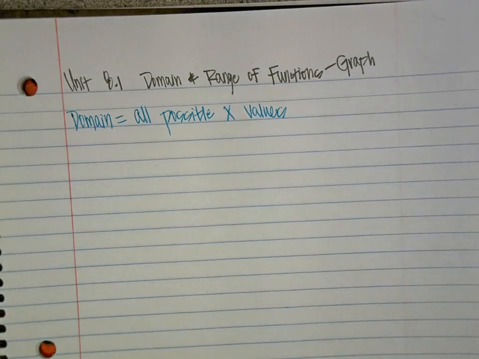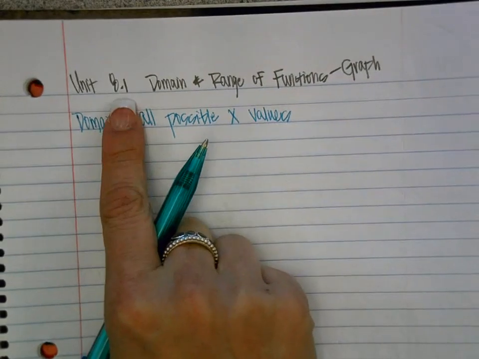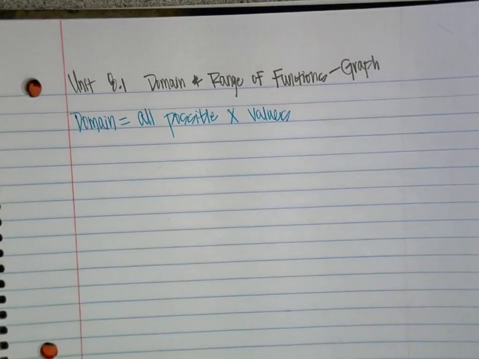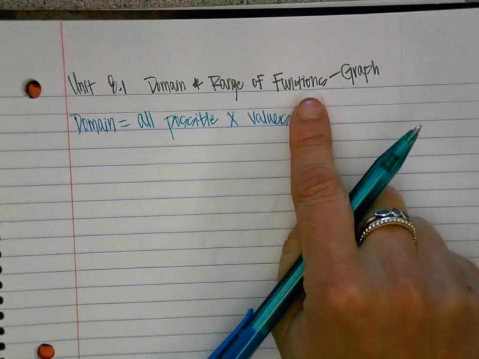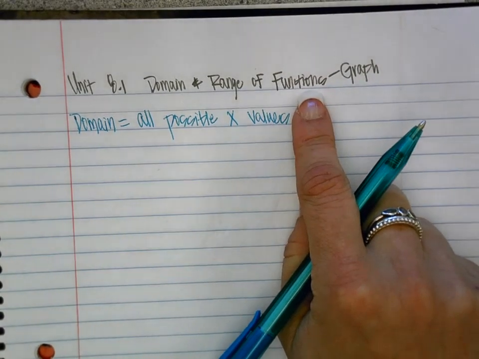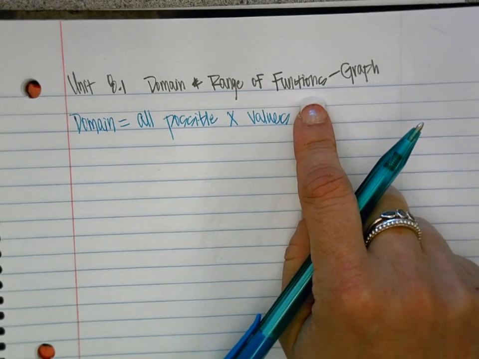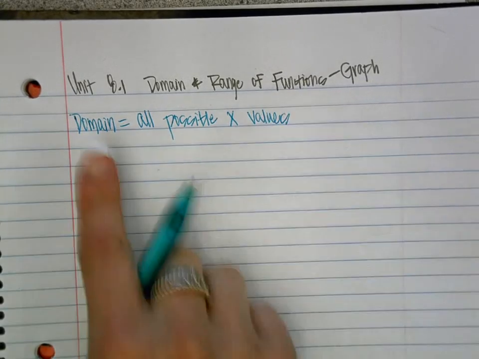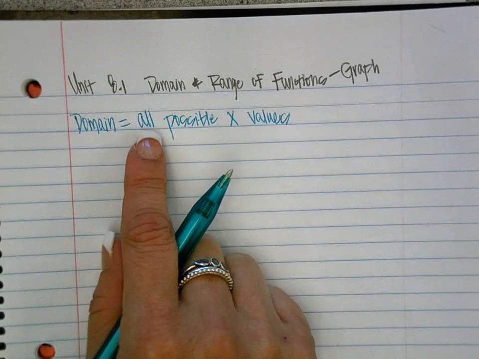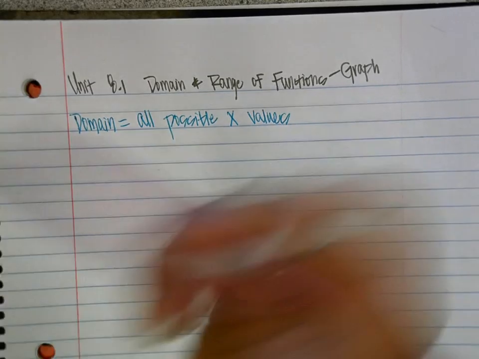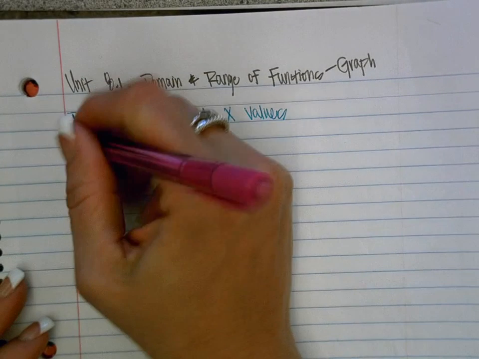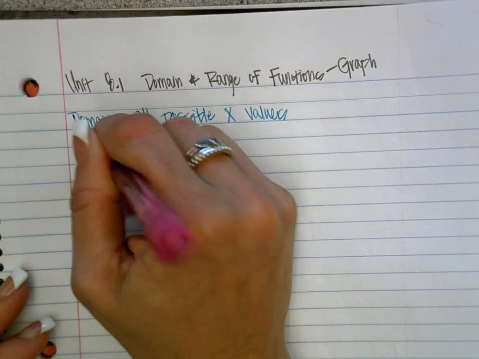Okay, so like I was saying, we're on unit 8.1. We're going to be talking about domain and range of functions, okay? First thing we need to know is that a function is a graph. Okay, so we will be graphing today. The domain is all the possible x values in a graph. Okay? Range, anyone think they know, what do you think the range is going to be?